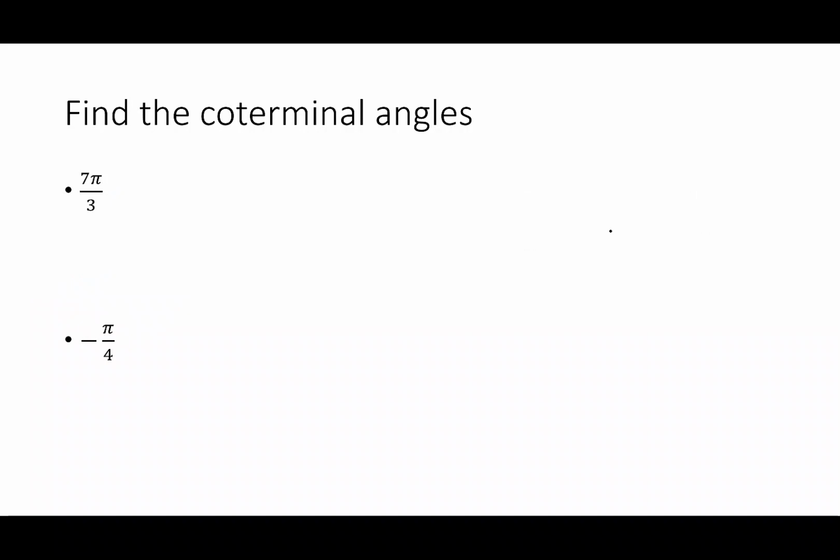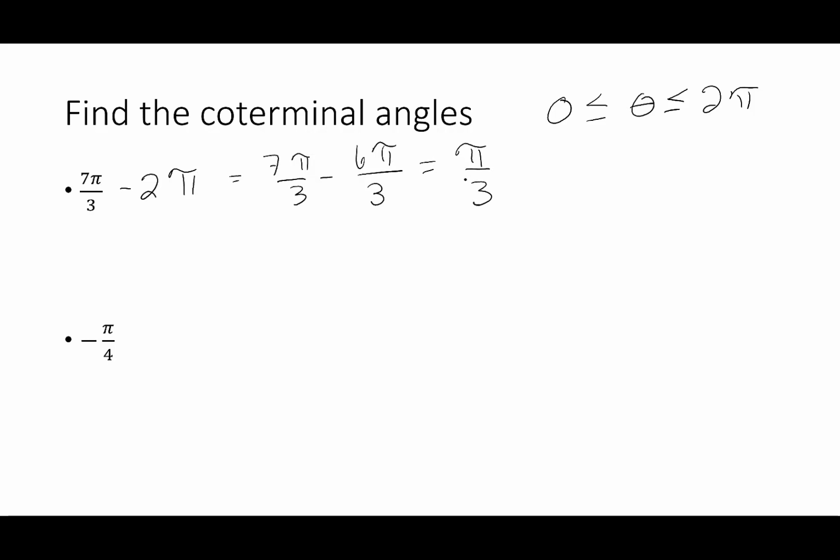Let's try that with radians. I'm going to start with 7 pi over 3. With radians, we want our answer to go from 0 to 2 pi inclusively. 7 pi over 3 is greater than 2 pi. I think 6 pi over 3 would be 2 pi. So what I want to do now is subtract 2 pi. Let's rewrite that. Let's write 7 pi over 3. And then let's use a common denominator of 3, which would give me 6 pi. 7 minus 6 is just pi, so my answer is pi over 3.